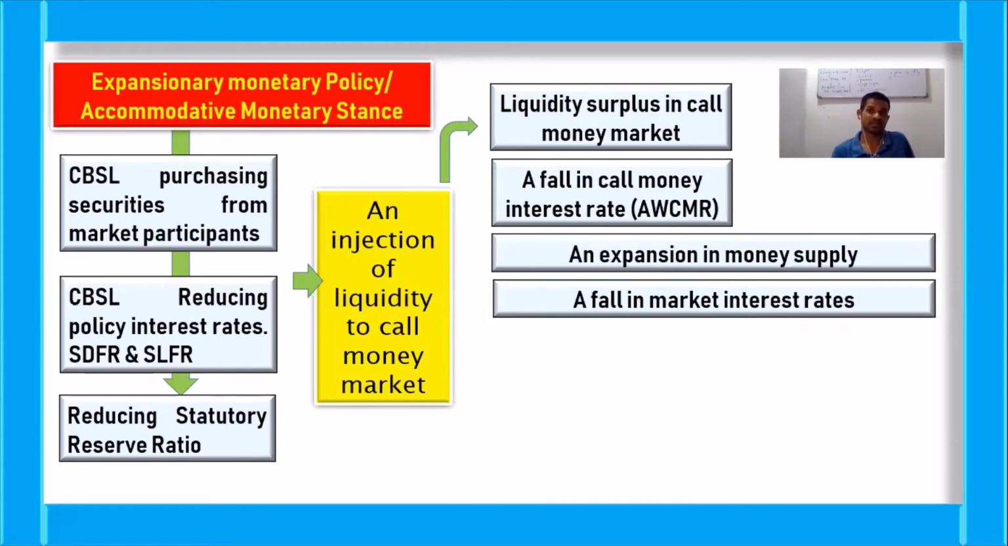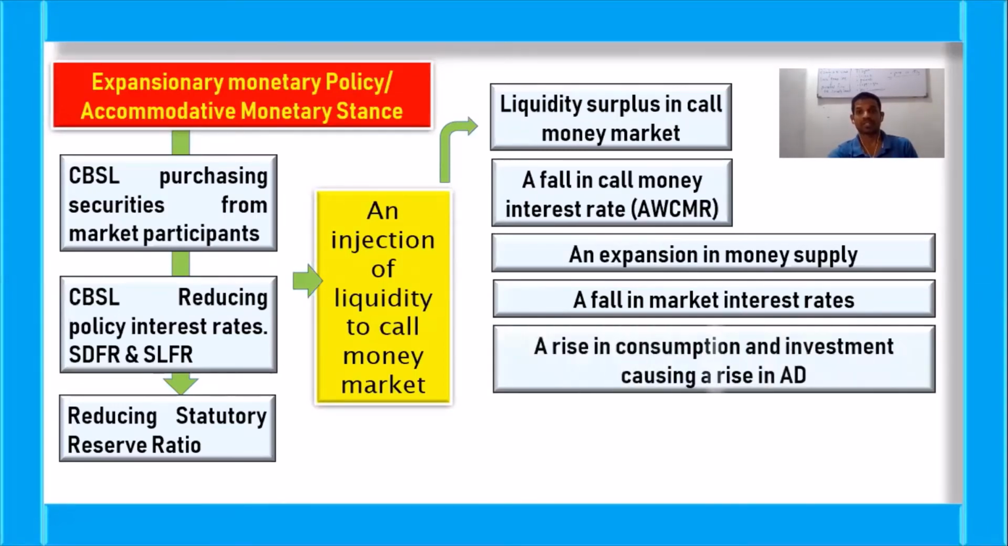So consumption increases. And at the same time, investors find it is better to do business rather than saving their money. So they save less, borrow more and start more business. That means they do more investment. As a result, investment increases. So due to falling interest rates, both consumption and investment increase, causing a rise in aggregate demand or aggregate expenditure.